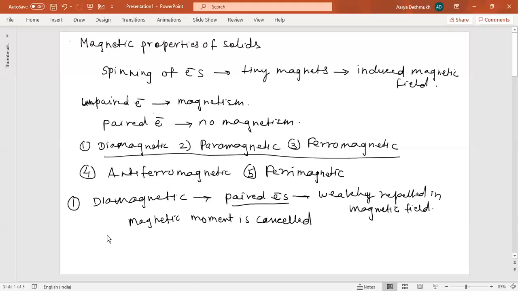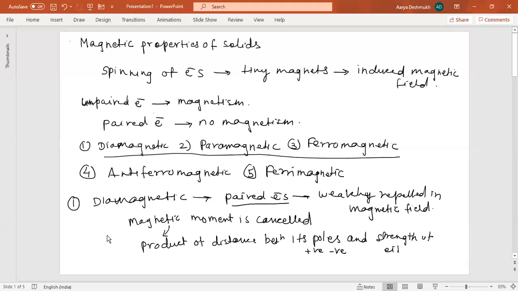Magnetic moment is nothing but the product of the distance between its poles, positive and negative pole, that is what we call a dipole, and the strength of either pole, or both the poles you can say. So this is the product of the distance between the poles and their strength. That is what we call the magnetic moment.